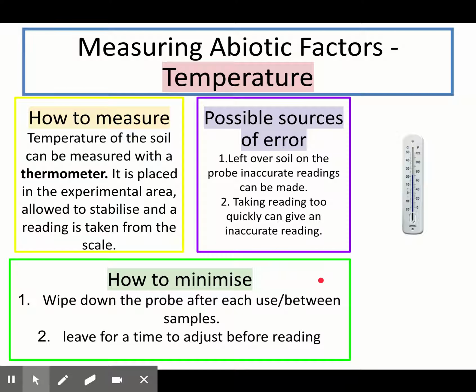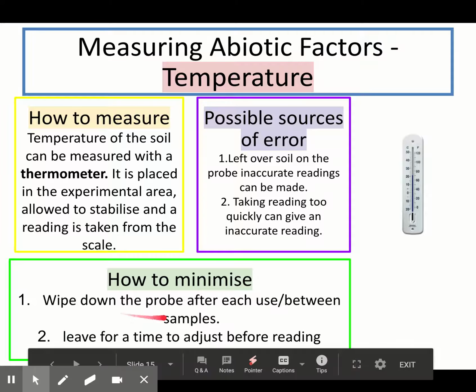And then if you put that into another bit of ground, that leftover soil could give you an inaccurate reading for the temperature. So one way to minimise this possible source of error is to wipe down the probe after each use or between samples. That would mean there'd be no soil left over on the outside.